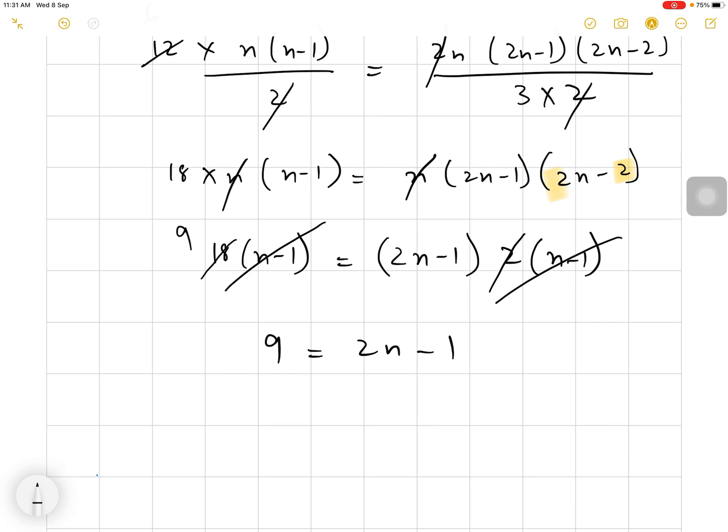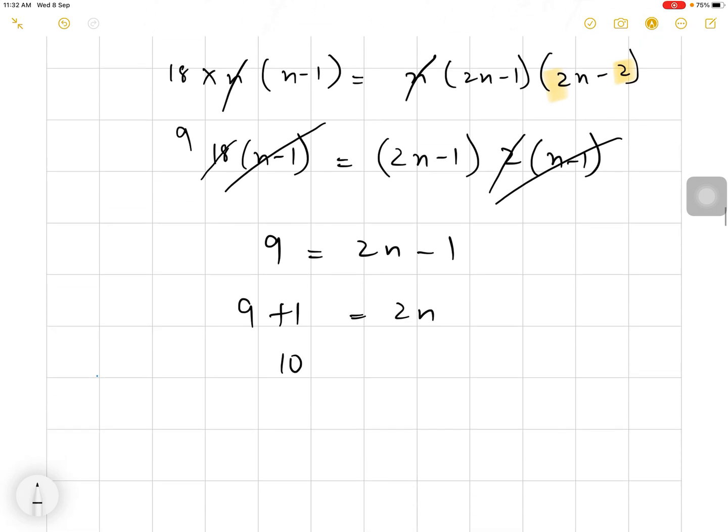Minus 1 I'll bring to the other side, so it will become plus 1. So 9 plus 1 is equal to 2n. So 2 I'll bring to the other side, so 10 divided by 2 is equal to n. So n is equal to 5. So this is the way you solve it.